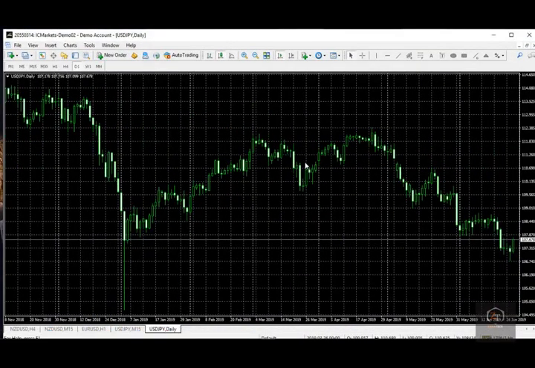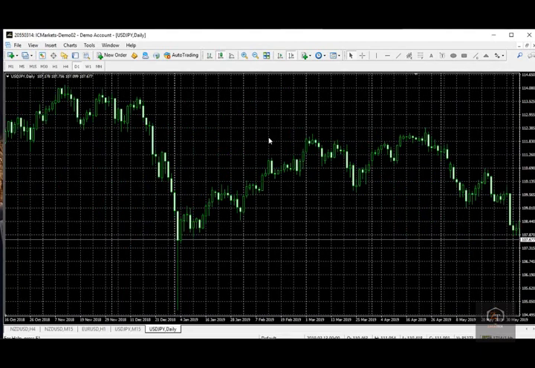This is my chart. This is a naked chart. This is a complete naked chart. What I'm going to do now is to add the Forex Perfect Zone indicator.